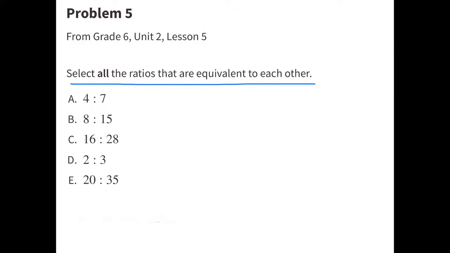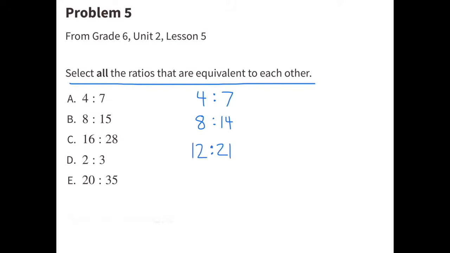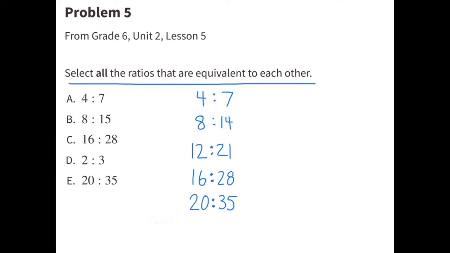Number 5. Select all the ratios that are equivalent to each other. Let's start with the ratio 4 to 7. 4 times 2 is 8, and 7 times 2 is 14. 4 times 3 is 12, and 7 times 3 is 21. 4 times 4 is 16, and 7 times 4 is 28. 4 times 5 is 20, and 7 times 5 is 35. Now select all the ratios that they provided that are also in the ratio list that I created. A, 4 to 7, C, 16 to 28, and E, 20 to 35.